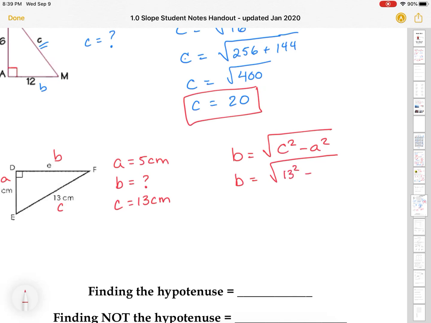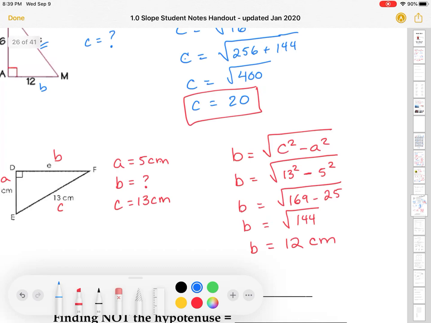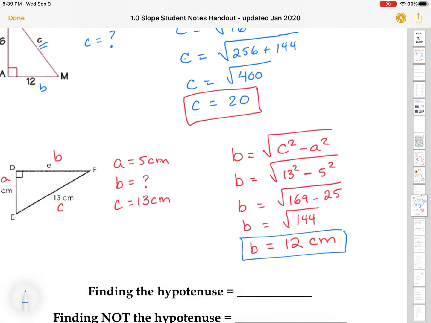So c squared is 13 squared, minus a squared is 5 squared. Let's find out what each of those are. 13 squared is 169, minus 5 squared is 25. So b is equal to the square root of 169 minus 25 is 144. So b is equal to, if I take the square root of 144, I get 12. And I look at my original thing for units, it'll be centimeters. Now in the first one there were no units, so I just give the number.